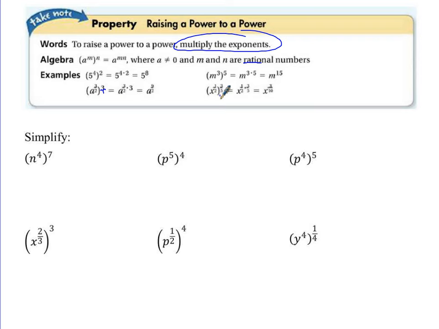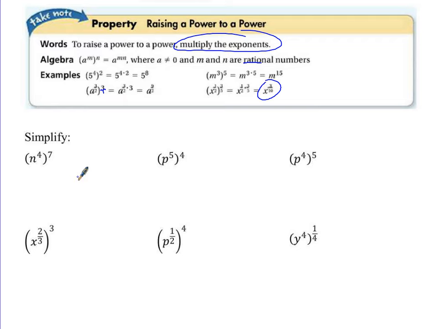Here we have, I can't read that. What is that? X to the 1 half? Yeah. X to the 1 half to the 3/5. Okay. So what do we do? Multiply across. 3 times 1 is 3. 2 times 5 is 10. We wound up with x to the 3/10 as our answer.